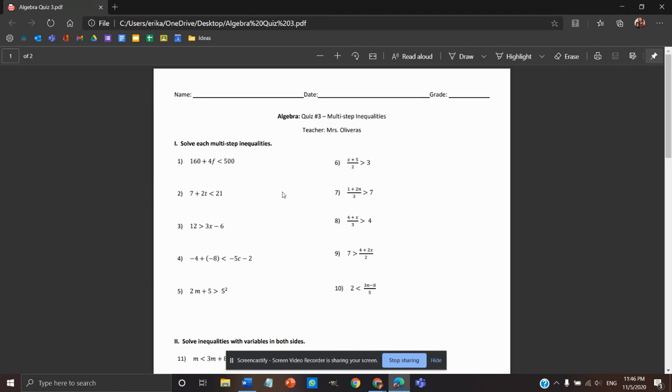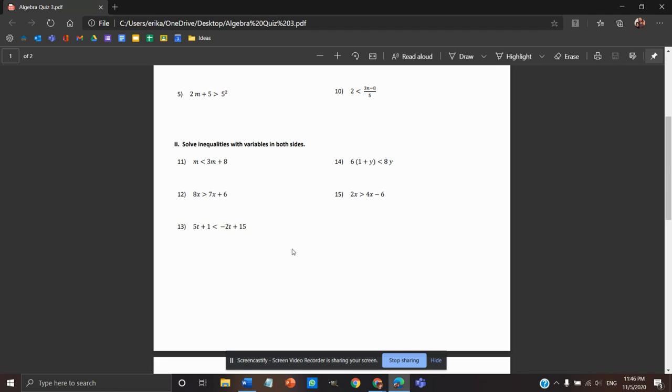So the first part that you have here, you have to solve each multi-step inequalities, and you have here 10 exercises about multi-step. You're gonna have to add, subtract, multiply, divide, and yes, you even have to have your exponents. So please check them out. I'm going to do an exercise in a little while about one that you will see in this part. I'm going to do two actually.